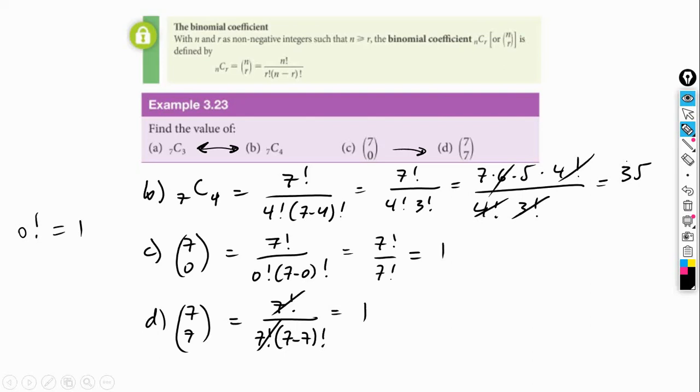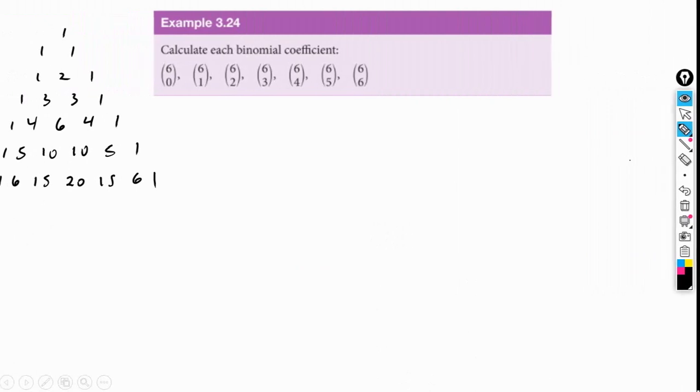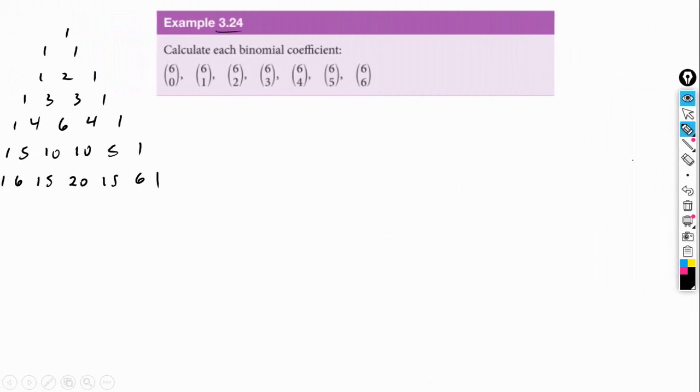And this is something important because you will notice that this helps with the pattern of finding the coefficients for binomial expansion. Next, we have example 3.24, and it says calculate each binomial coefficient. So let's do this manually first.